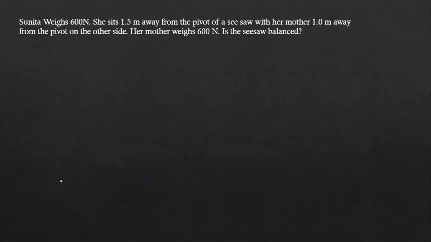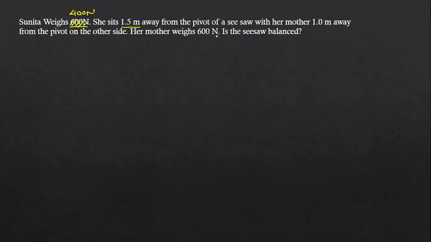Let's take the next question. Sunita weighs 600 newtons and she sits 1.5 meter away from the pivot, and there's a small error in this. So instead of 600, let's change it to 400 newtons. Okay. So there's a small typo. So Sunita weighs 400 newtons. She sits 1.5 meters away from the pivot of a seesaw with her mother 1.1 meter away from the pivot on the other side. Her mother weighs 600 newton.